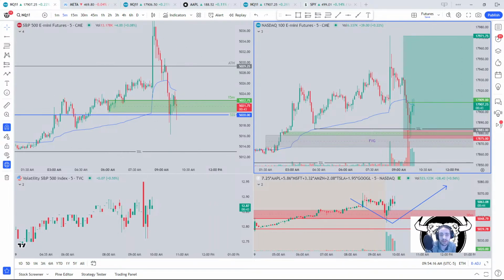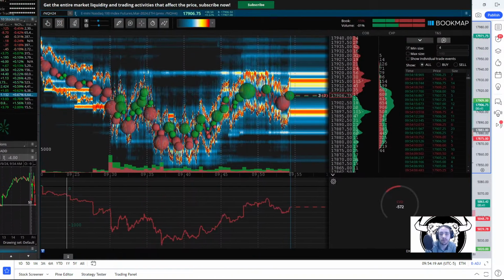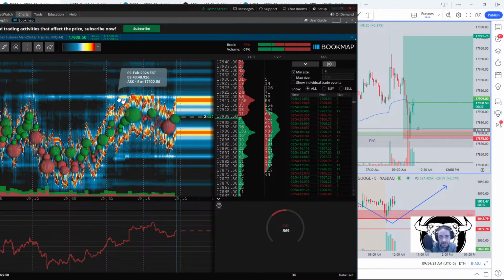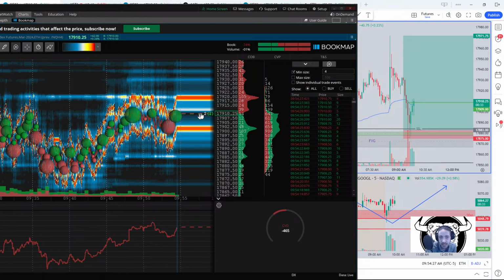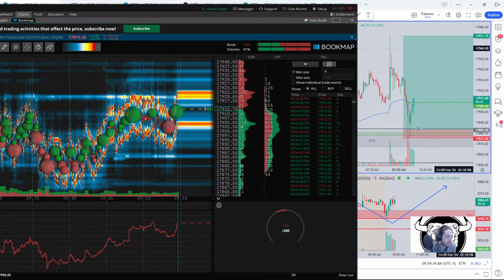There we go. ES, I like that ES. Let's check the book map. A lot of buying pressure. 909, perfect. Want to see us above 909. Want to see this level print at 909 as support. There we go, bulls. That's it, baby.